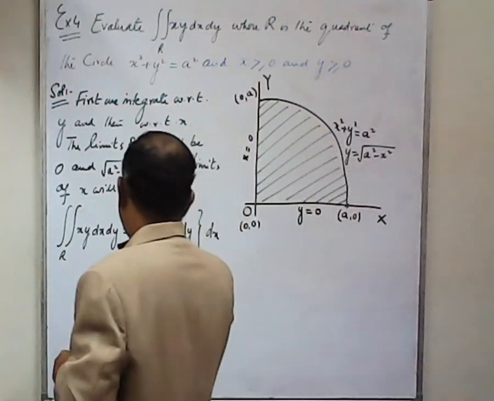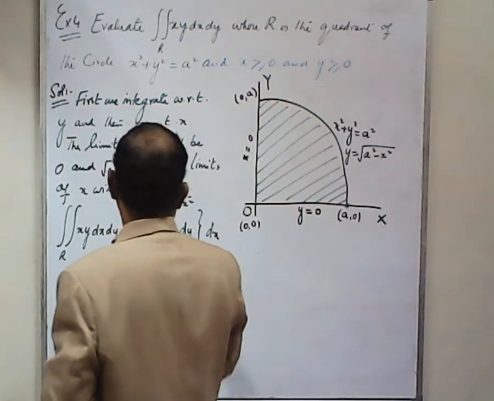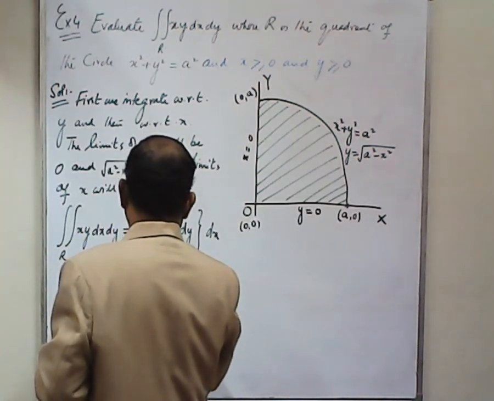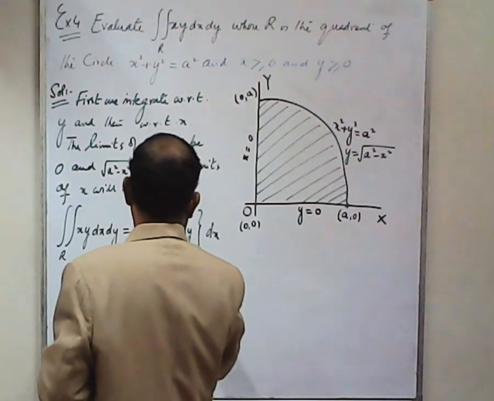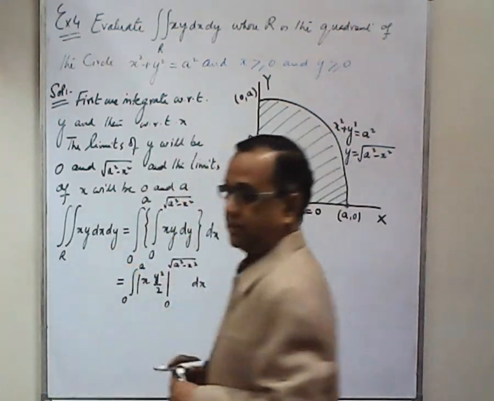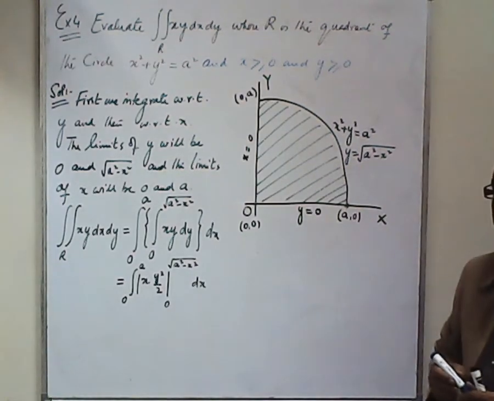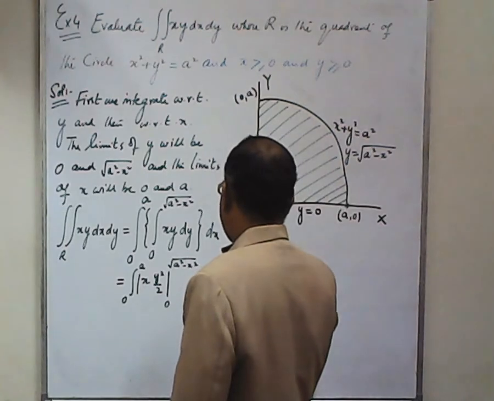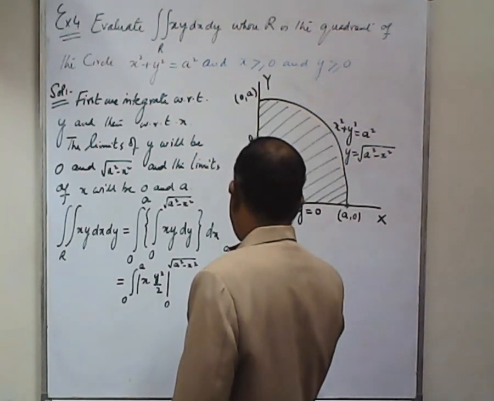And you know that x will be treated as constant, so 0 to a. So this will be x into y square by 2 and the limits will be 0 and under root a square minus x square, dx. The integral of y will be y square by 2.